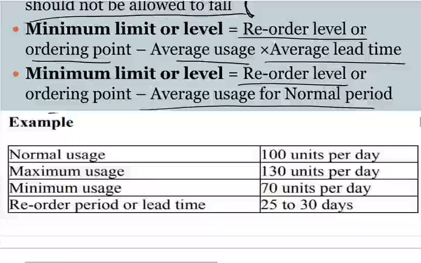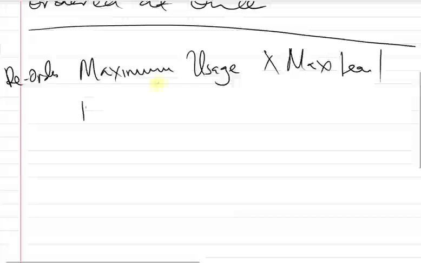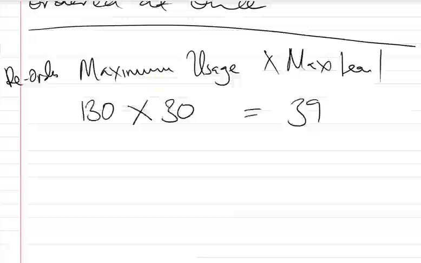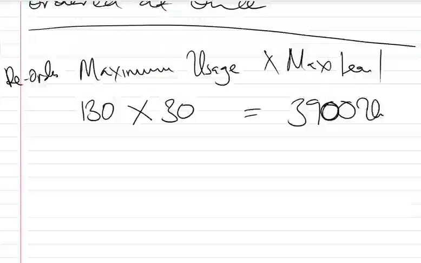So our reorder level in this case will be 130 units per day times 30. That's the maximum. So 130 as the maximum times 30, right? So it will be 3,900 units. This is our reorder level, right? So we have found our reorder point.